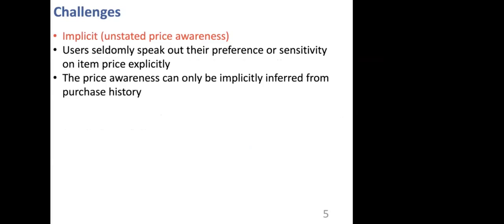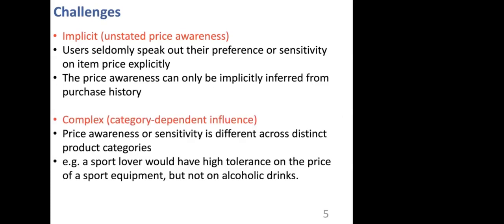Actually, there are two challenges in capturing users' price awareness. The first challenge is that users' price awareness is implicit, which means users seldom speak out their preference or sensitivity on item price, and we can only infer it from what users have purchased. The second challenge is that price awareness depends on product category. That means users are often inconsistent across different categories. For example, a sport lover would have high tolerance on the price of sport equipment, but not on alcoholic drinks.